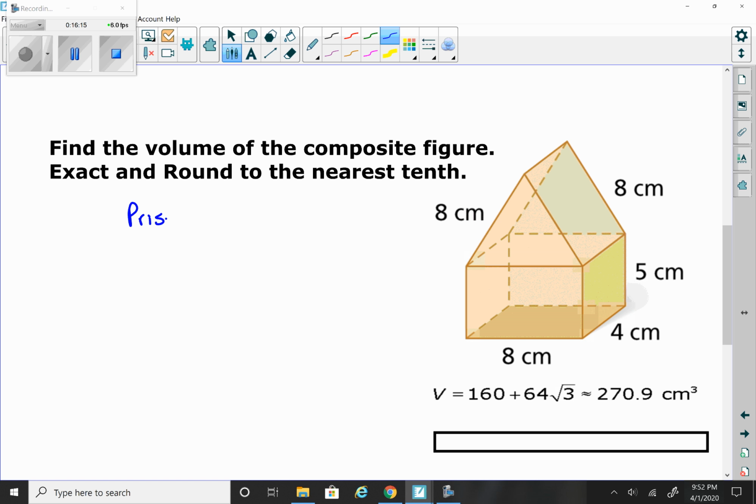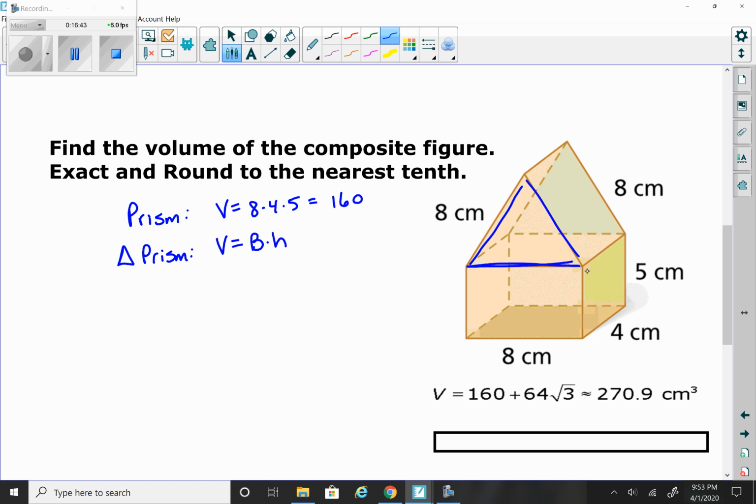So the volume of our prism is length times width times height. 4 times 5 is 20. 20 times 8 is 160. So that rectangular prism at the bottom has a volume of 160. For the triangular prism, to find the volume, again, it's the area of the base times the height. And again, our base is this triangle.